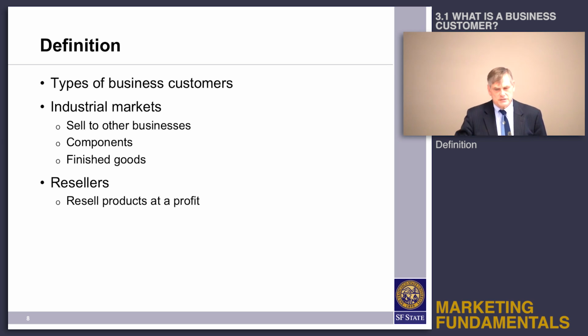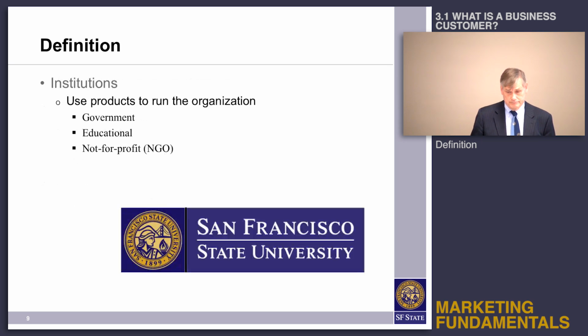So some of the kinds of business: industrial markets, that's where you're selling to other businesses, either components or finished goods. And then resellers, those are people who sell things to consumers or to other businesses at a profit. And then institutions are organizations that buy things not to make other things, but just to do what they do to create the services. This would be government, education, the not-for-profit sector. Many times you've heard the term NGO. That's a non-governmental organization. That's an organization that does good but is not government.